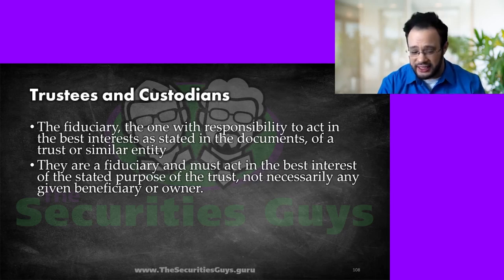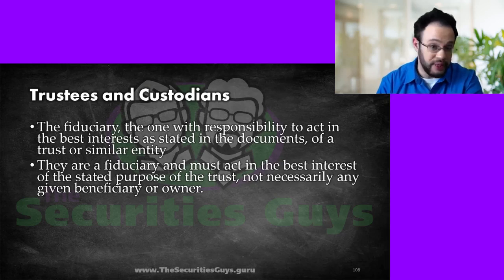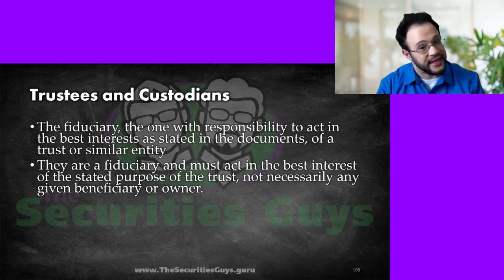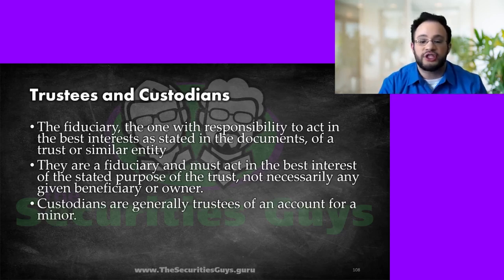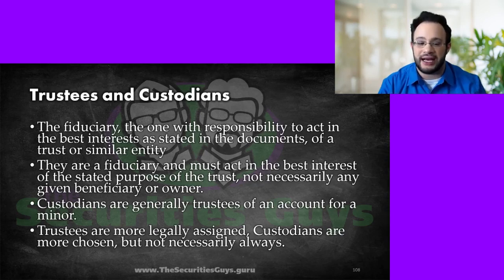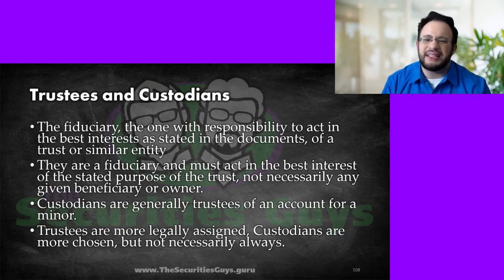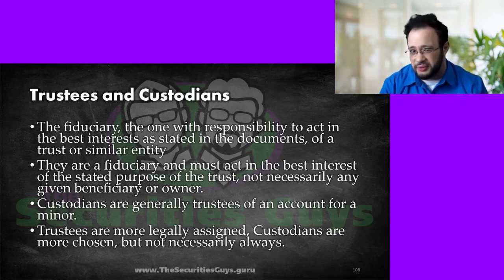Just so that you know, the difference between an executor and an executrix is the exact same difference between a waiter and a waitress. I don't know why executor needed to be male and female with executrix, but that's the only difference. An executor is a male, an executrix is female, with the exact same job description and responsibilities. Custodians are generally trusts of an account for a minor, and trustees are generally more legally assigned. Custodians are more chosen, not necessarily always. And again, an executor is usually chosen in a will, but sometimes is assigned by the state.